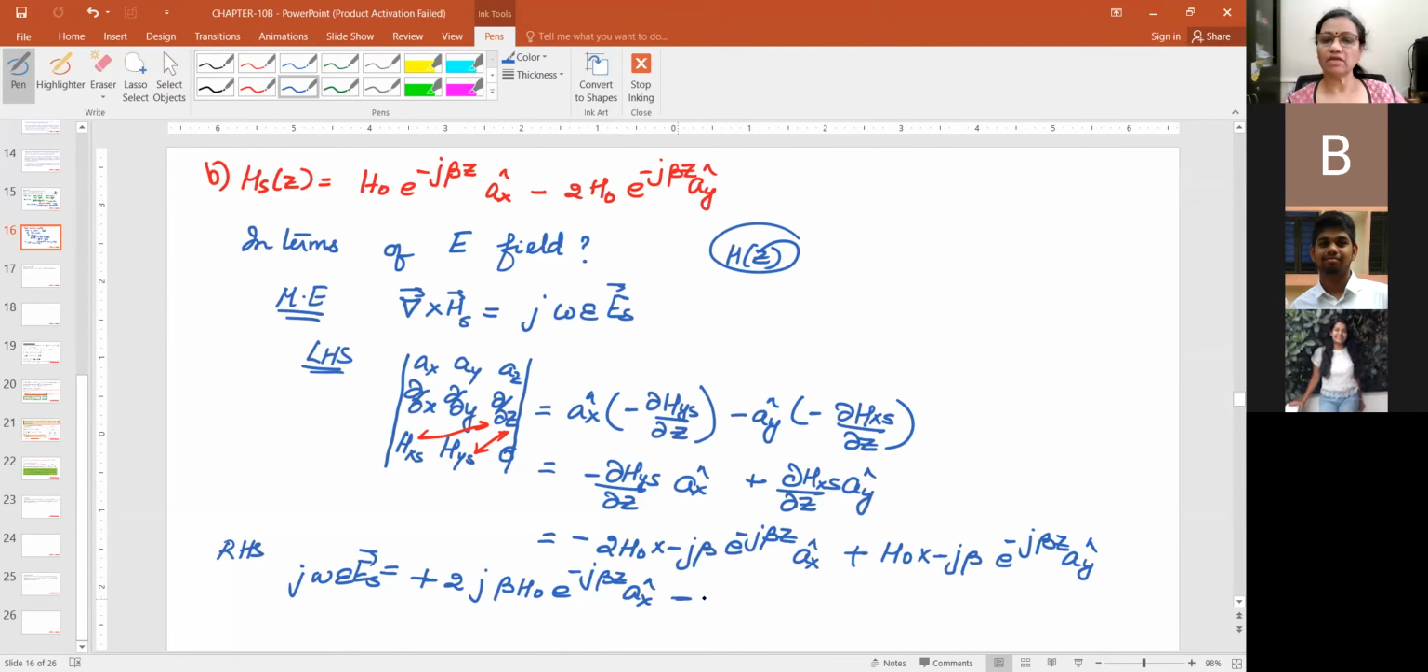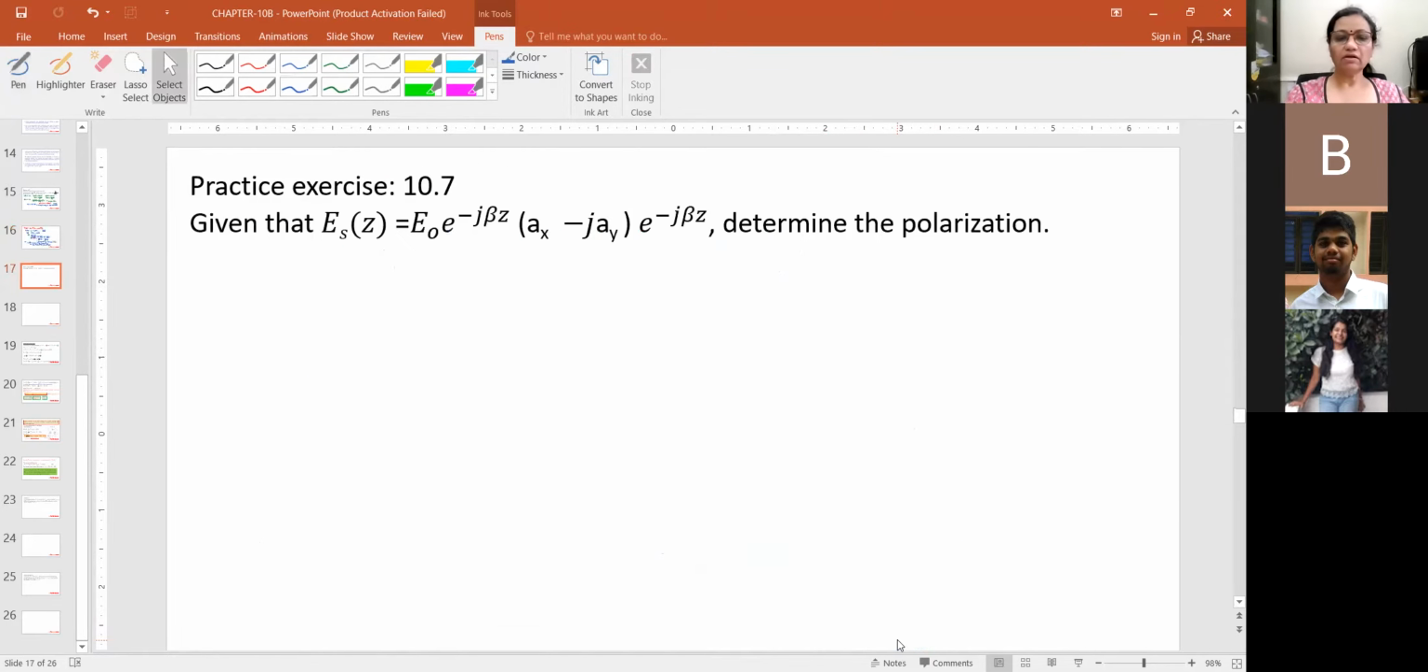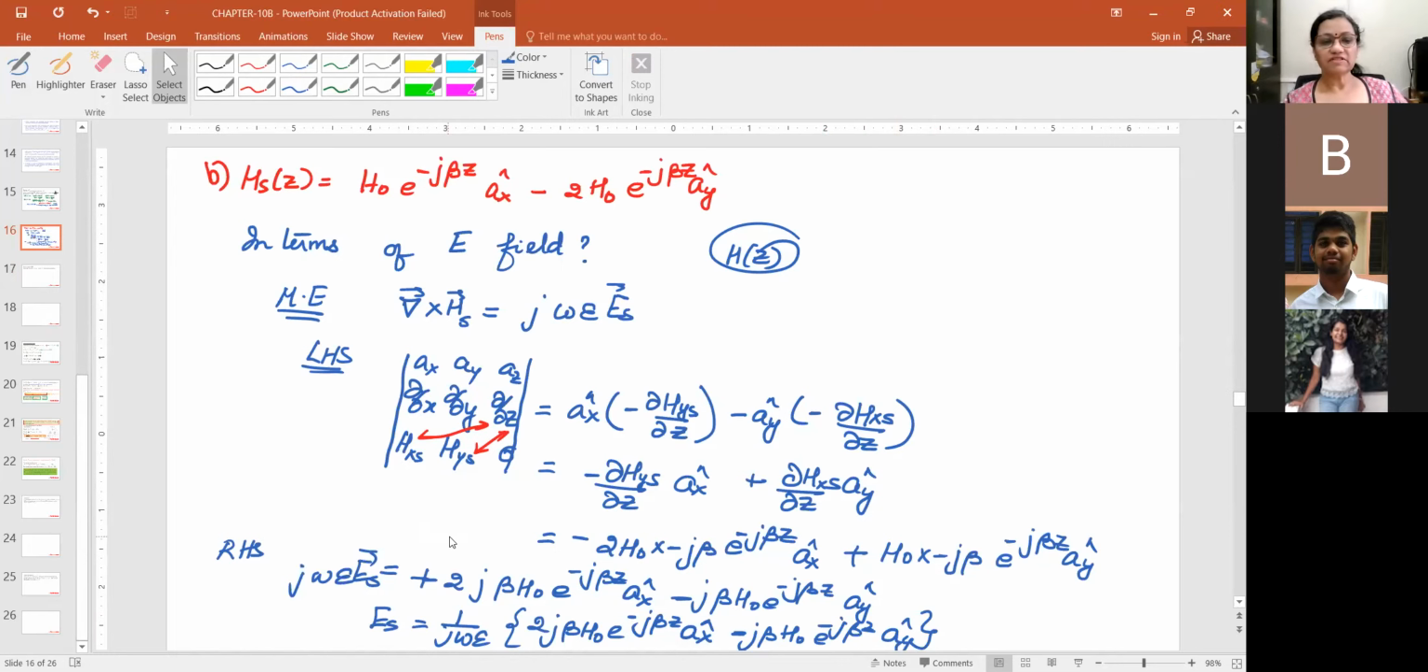Then the next one is going to be minus j beta H naught e to the power of minus j beta z along the ay cap direction. Next, we just need to get only our ES. To get ES, what do we do? Get everything else to the other side of the equation. So 1 by j omega epsilon, and then the rest of it is 2j beta H naught e to the power of minus j beta z ax cap, then minus j beta H naught e to the power of minus j beta z ay cap. Now, once we have done that, we just need to simplify it.